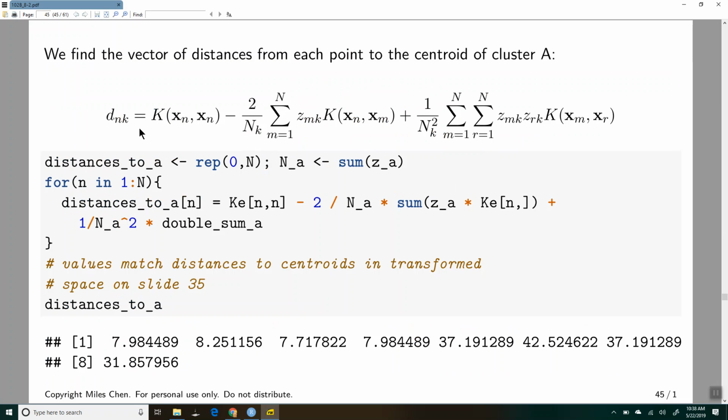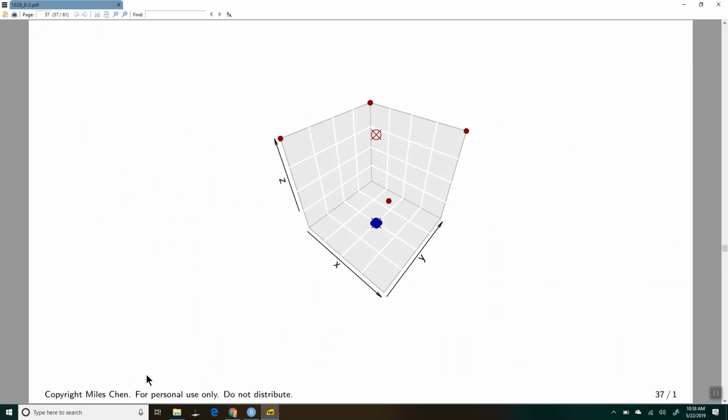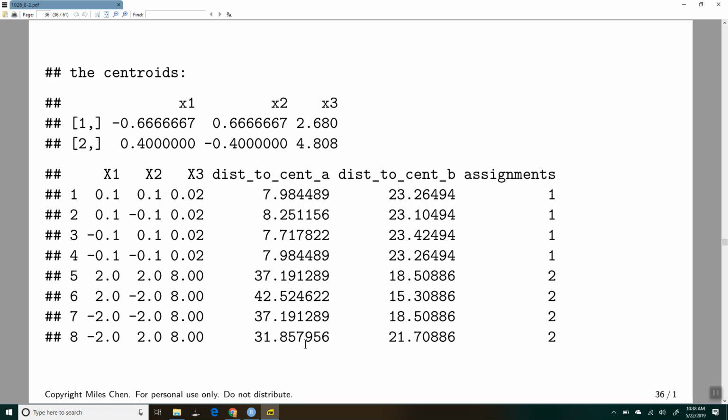right here by just using this distance metric, okay? And again, I know it feels very strange because we're saying here's the distance to some point in some higher dimensional space, and we don't even know the coordinates of where this point is in the higher dimensional space, okay? But we're still able to get these distances. And these values, like 31.857, is the same value that we get back here, 31.857, okay?